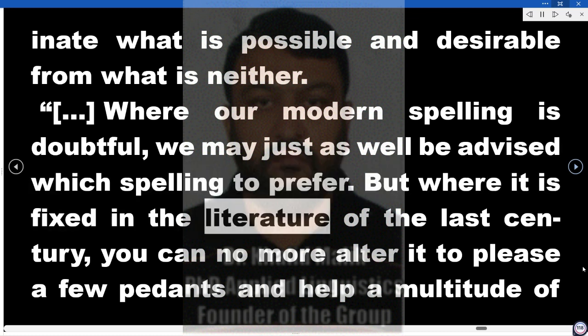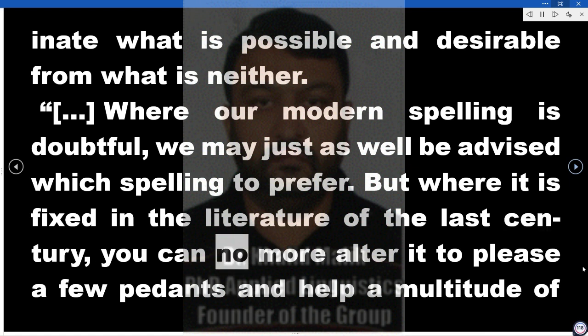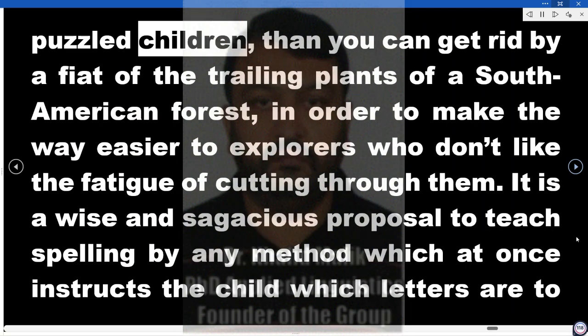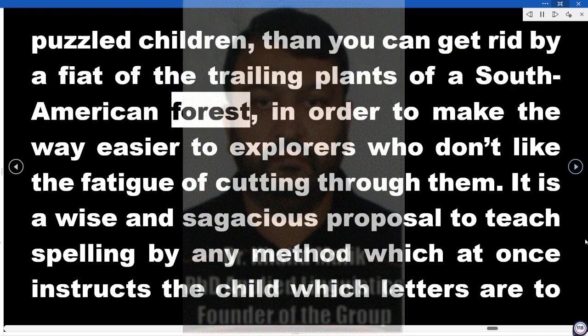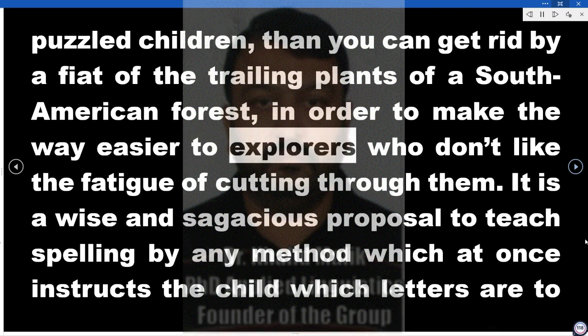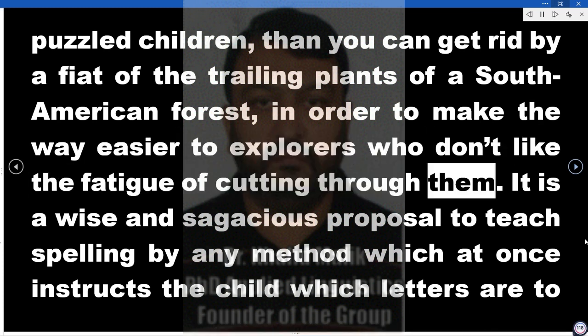But where it is fixed in the literature of the last century, you can no more alter it to please a few pedants and help a multitude of puzzled children, than you can get rid by a fiat of the trailing plants of a South American forest, in order to make the way easier to explorers who don't like the fatigue of cutting through them.